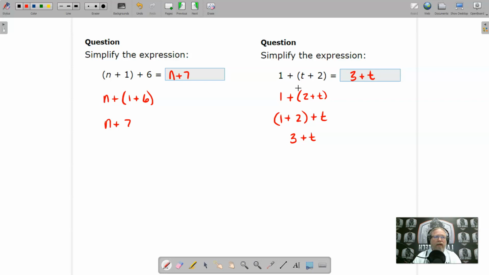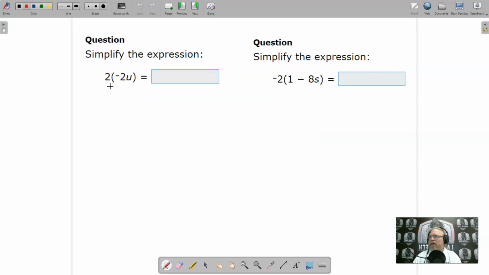Now, most people wouldn't go through all that. They just realize, okay, I can't do anything with the t, but I have a positive 2 and a positive 1. They create positive 3, and I still have the t left over. So that's kind of a shortcut in your mind. So I'm just writing out the steps that you would take and what properties are being used whenever you do this mentally. On the next one, the negative 2 is associated with the variable u.